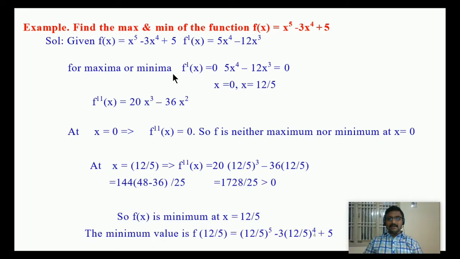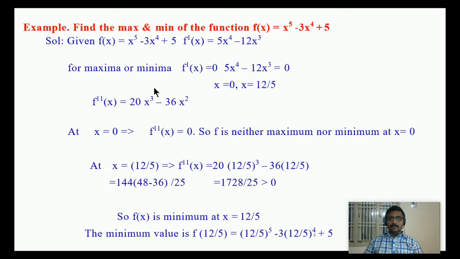For max or min, f dash of x is equated to 0. So here also f dash of x is equated to 0, and solving this equation we get roots. Roots means equation satisfying values. Taking out x cube as common, the product is equated to 0. X cube is 0 implies x is 0, and x is 12 by 5. These are the roots of the equation f dash of x equal to 0.